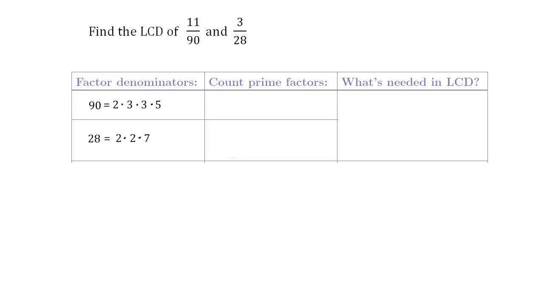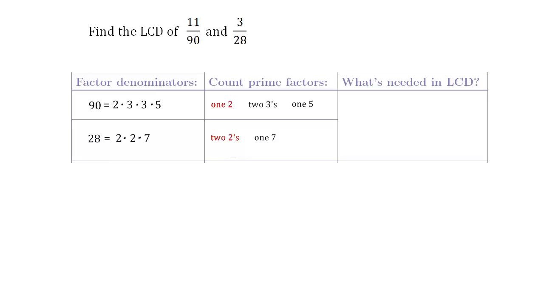Next, we want to count the prime factors that appear in each of the prime factorizations. In the prime factorization of 90, there is 1 2, 2 3s, and 1 5. While in the prime factorization of 28, there are 2 2s and 1 7. Now, to determine what's needed in the LCD, we want to look at each individual prime factor, that is 2, 3, 5, and 7, and take the most number of times it occurs in any single prime factorization.